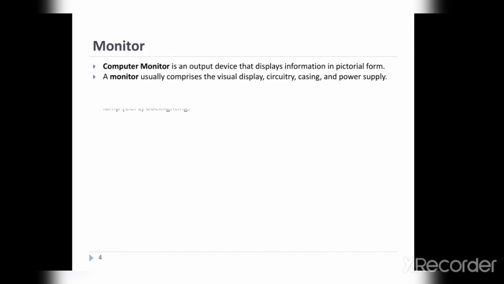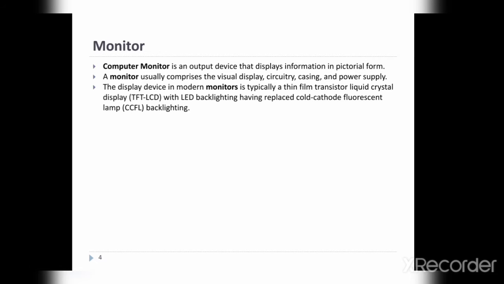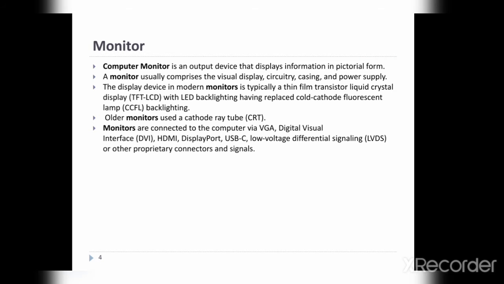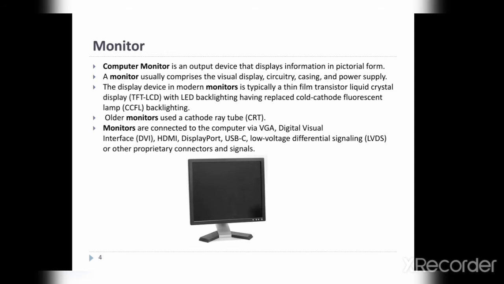A computer monitor is an output device that displays information in pictorial form. A monitor usually comprises the visual display, circuitry, casing and power supply. Older monitors use cathode ray tubes. Monitors are connected to the computer via VGA, digital visual interface DVI, HDMI, DisplayPort, USB-C, low voltage differential signaling, that is LVDS, or other proprietary connectors and signals. So this is what you see on this screen.